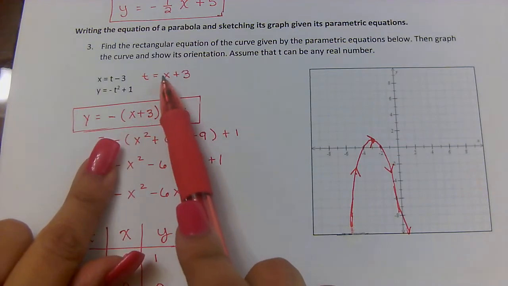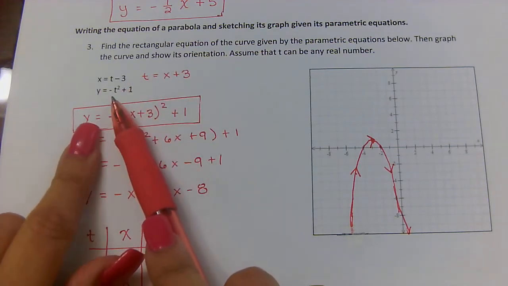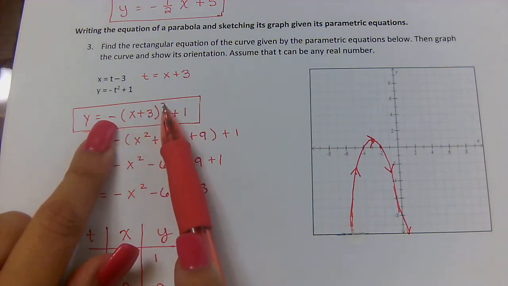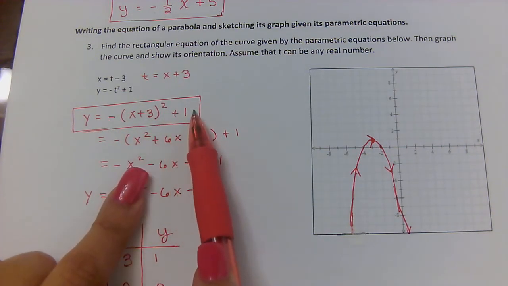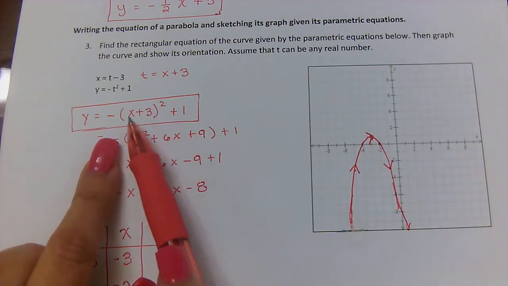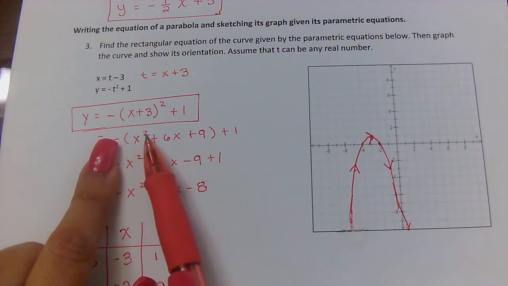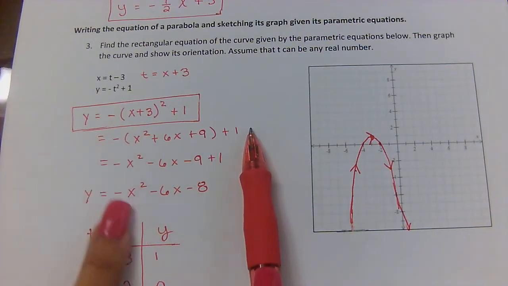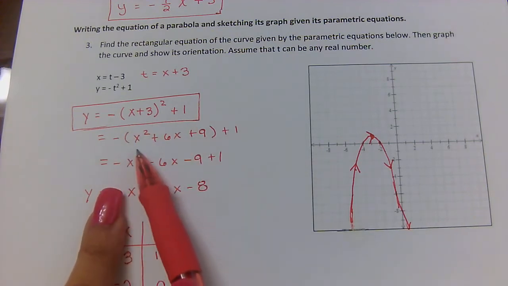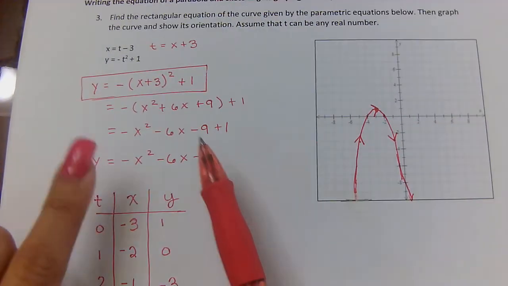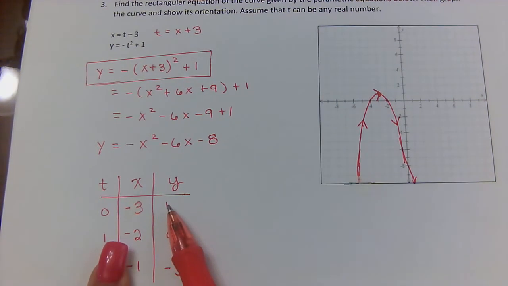Then I'm going to substitute what t is into the second equation. The negative stays on the outside, the x plus 3 goes on the inside, and you're going to square that. Plus 1. Just finish the equation off. Keep the negative on the outside and go ahead and FOIL this. You'll get x squared plus 6x plus 9, and then add the 1 at the end. Distribute the negative inside, and then simplify the last two numbers because those are common terms. Now you have the equation. Let's go ahead and graph it.